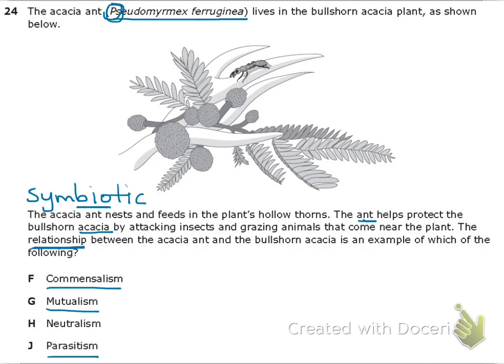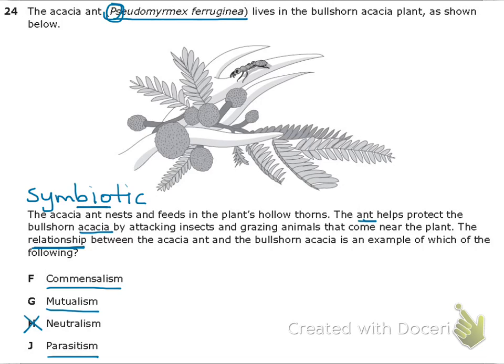Now, there are only three types of symbiotic relationships, but on the EOC test, there are going to be four answer choices. So letter H is automatically not correct, because neutralism is not one of the three types of symbiotic relationship, but they do have to put something there as a fourth answer choice. So we're just going to get rid of it.